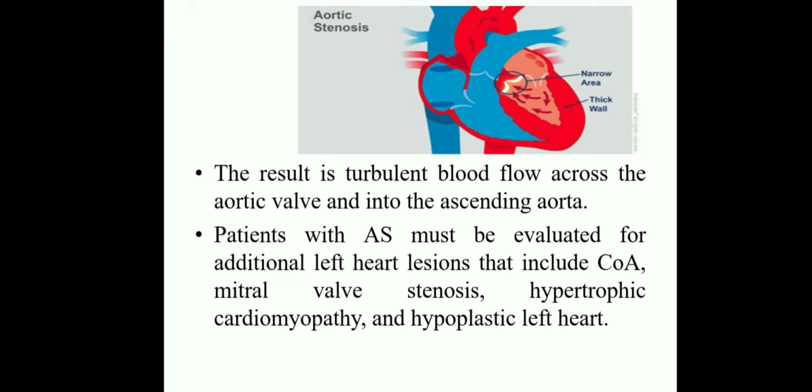A patient with aortic stenosis must be evaluated for additional left heart lesions. That includes coarctation of the aorta, to check whether any other congenital malformations are present, that is, narrowing of the aorta. But here we are discussing aortic stenosis, the AS condition. It also depends upon the other associated conditions, such as coarctation of the aorta, which should be ruled out.